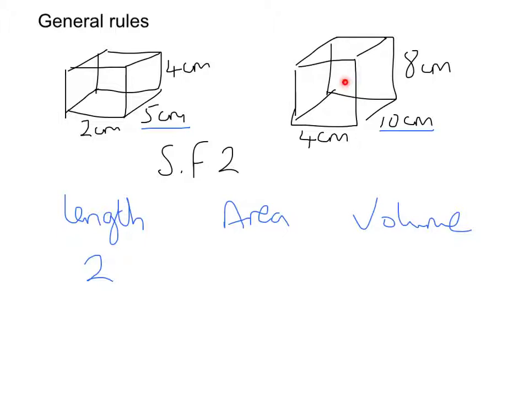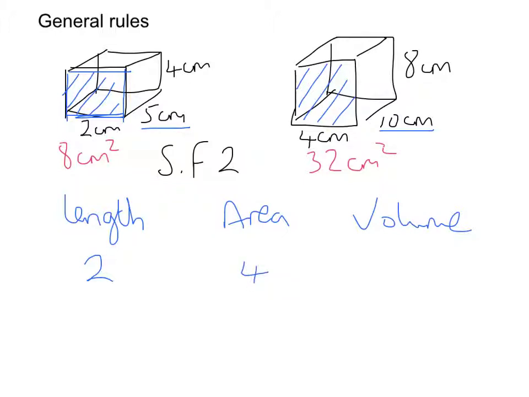The front area is going to be 2 centimeters across the bottom and 4 centimeters up. So this has got an area of 8 centimeters squared. Let's look at the other cuboid. This has a length along the bottom of 4 and 8 up. 4 times 8 gives me 32 centimeters squared. Now, 8 times 2 is 16, not 32. It turns out this is 4 times bigger.